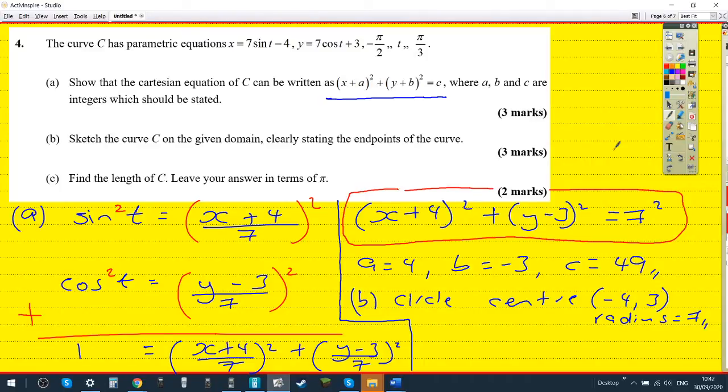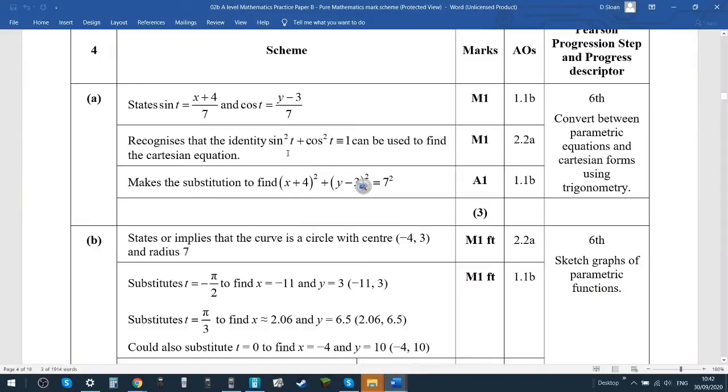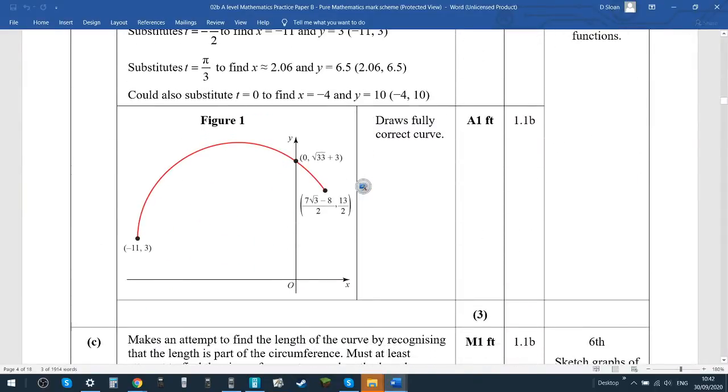When it's this curve, is that like the circumference of the circle? Correct. So that's pi times diameter. So would it be pi times 14? Yep. Leave your answer in terms of pi. 14 pi. I believe that's 14 pi. Quite a strange question.